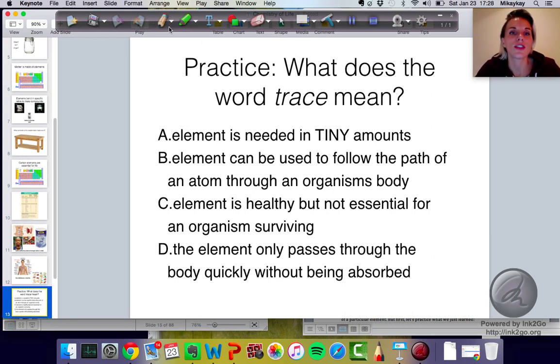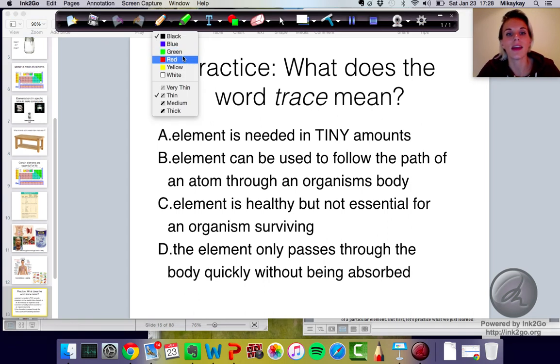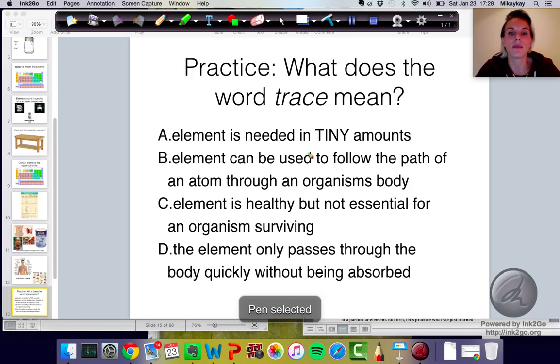So the first question is, what does the word trace mean? Is it A, an element that is needed in tiny amounts? Is it B, an element that can be used to follow the path of an atom through an organism's body? Or is it C, an element that is healthy but not essential for an organism to survive? Or is it D, an element that just passes through your body really quickly and isn't absorbed? So the word trace, what does it mean for an element to be a trace element?